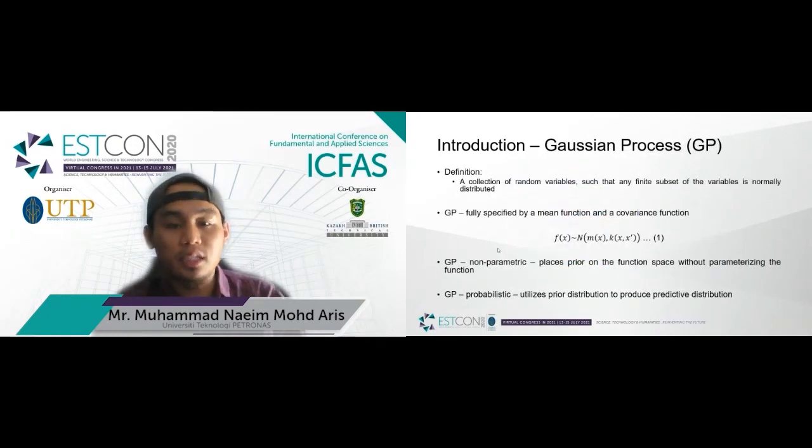So theoretically, a GP is a collection of random variables such that any finite subset of the variables is normally distributed. A GP is fully specified by a mean function and a covariance function. Why GP? Because GP is a non-parametric and probabilistic method. It places a prior on the function space without parameterizing the function. It also follows Bayes inference by utilizing the prior distribution to produce the predictive distribution.